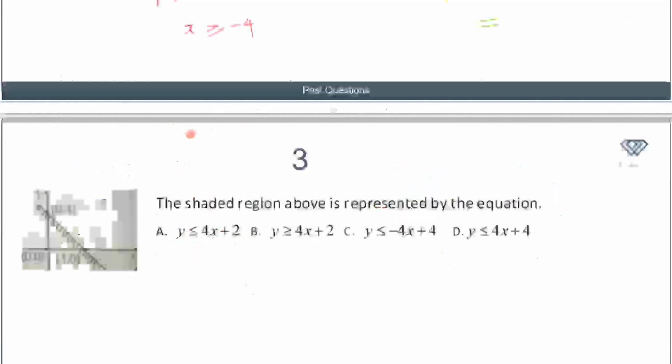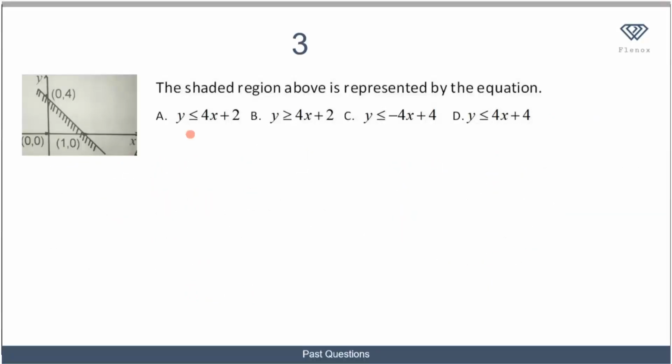Now let's move on to the third example. We are told that the shaded region above is represented by the equation. So now we are given a graph over here, as you can see, and I'm sorry that the graph is not really clear, but you can see the main point over there. The region that is shaded here is the region below the line. So we are told to find out which equation represents this. And if you would note, these are inequalities of two variables, because you have both x and y. So what is the first thing that we have to do?